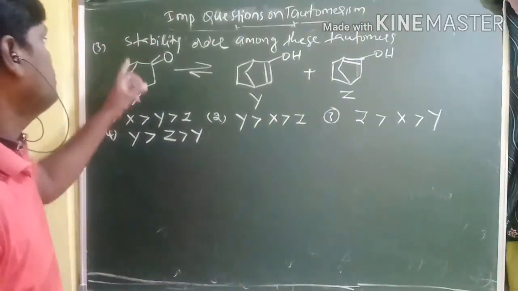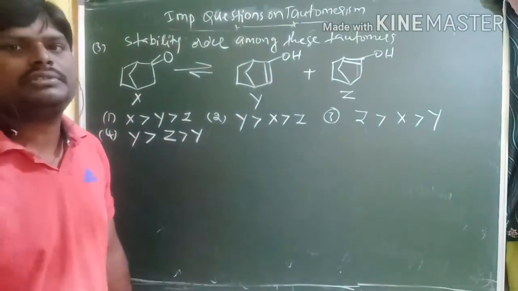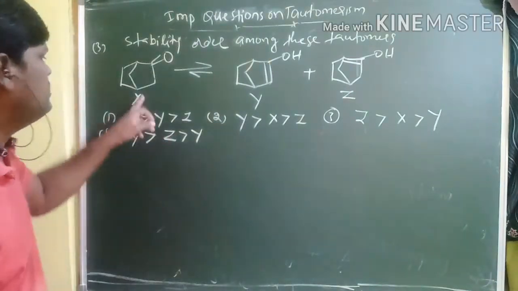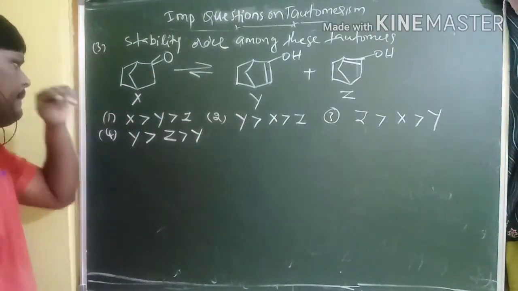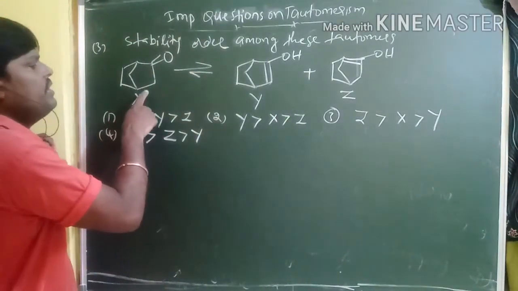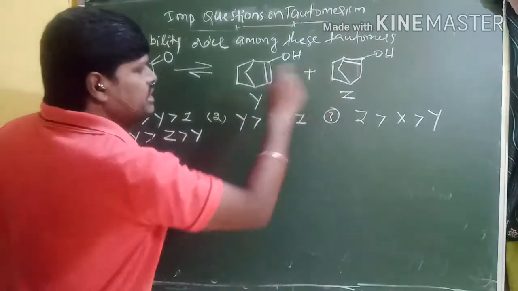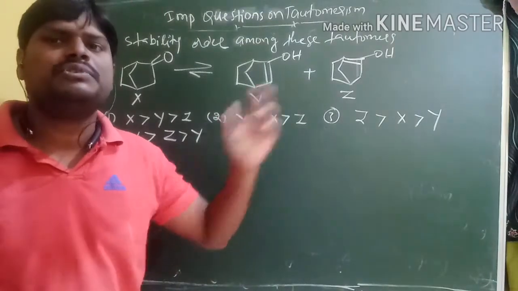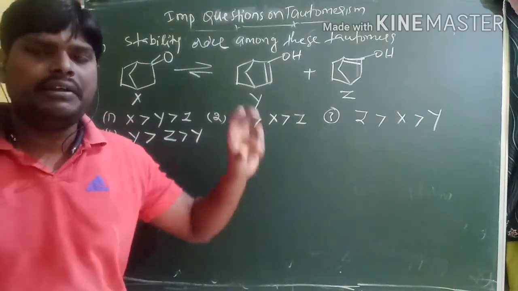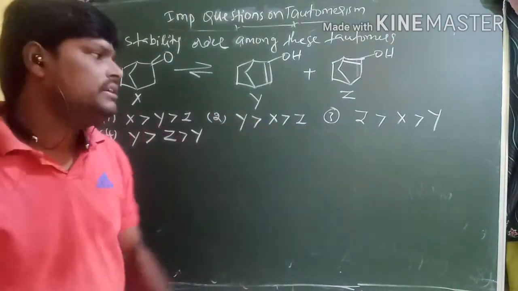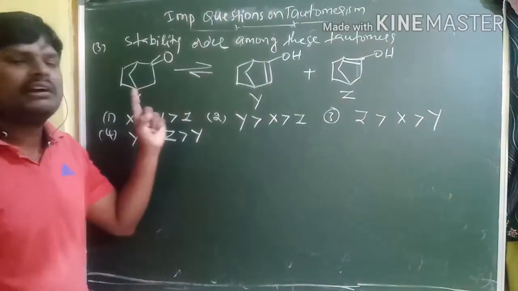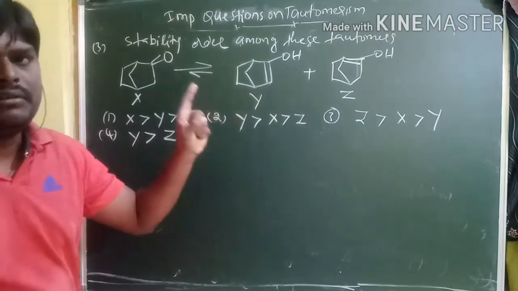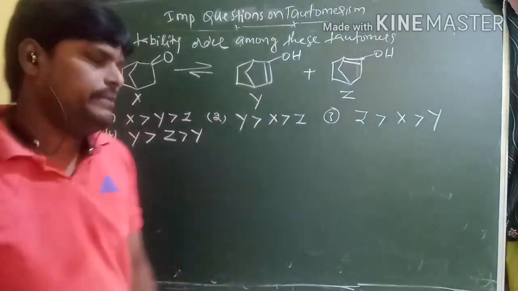Right. Third question: stability order among these tautomers. See, these all are bicyclic compounds, sir. Here X is the keto form, Y is an enol form, and Z is also an enol form. Among these three tautomers, which one is more stable? If you find the most stable compound, you will definitely get the correct answer, because all the options are decreasing order only. That's why you need to find the most stable compound. So that is the answer only, right?